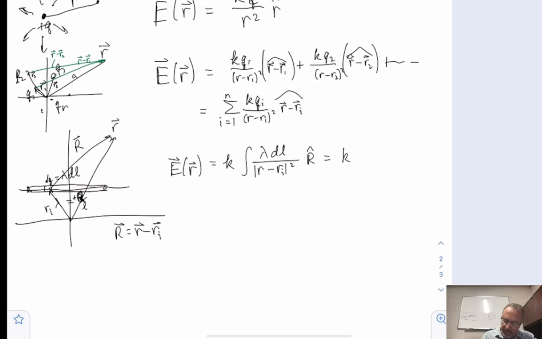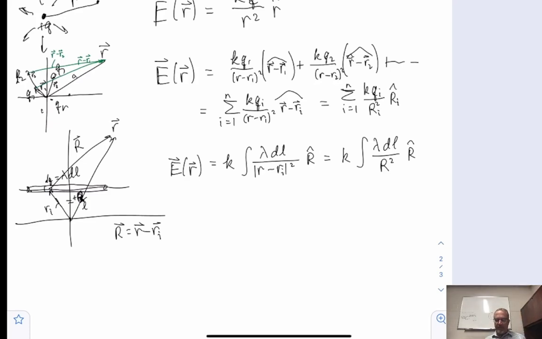In fact, I could write this as K integral of lambda dL over big R squared, R hat. And so that's fine. That's more like what you see in the OpenStax book. But the key thing is that you've got to be careful that you are using the right R's. The R that I'm using there is the distance from the charge location to the point where you're measuring the electric field.